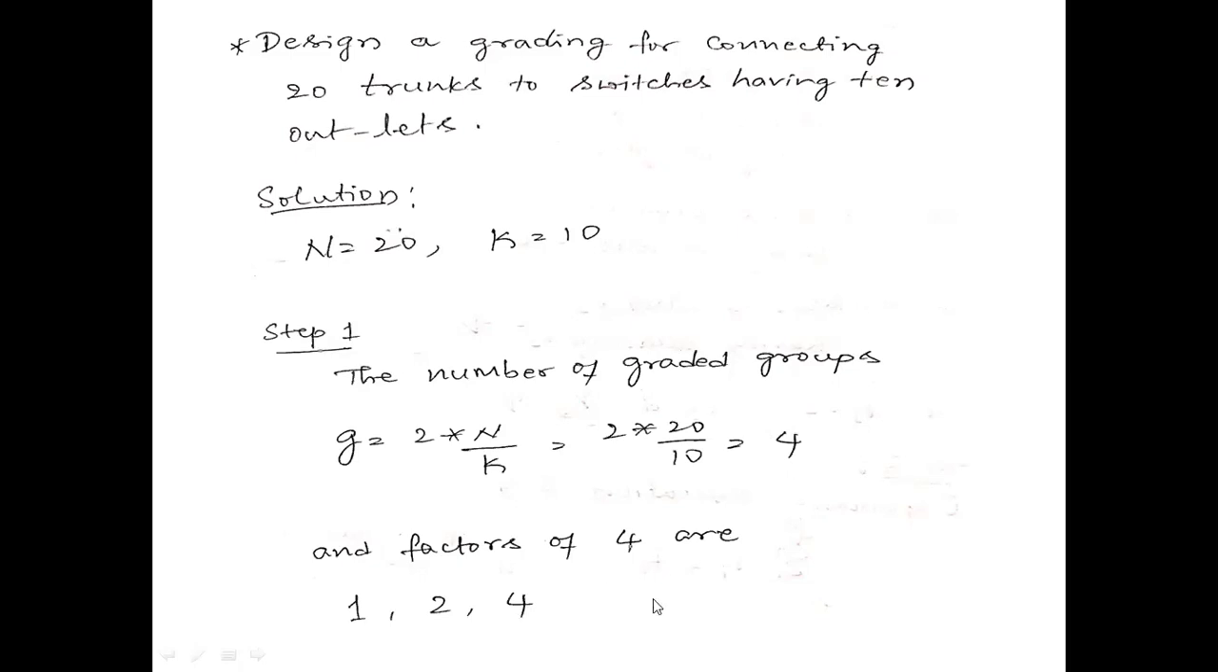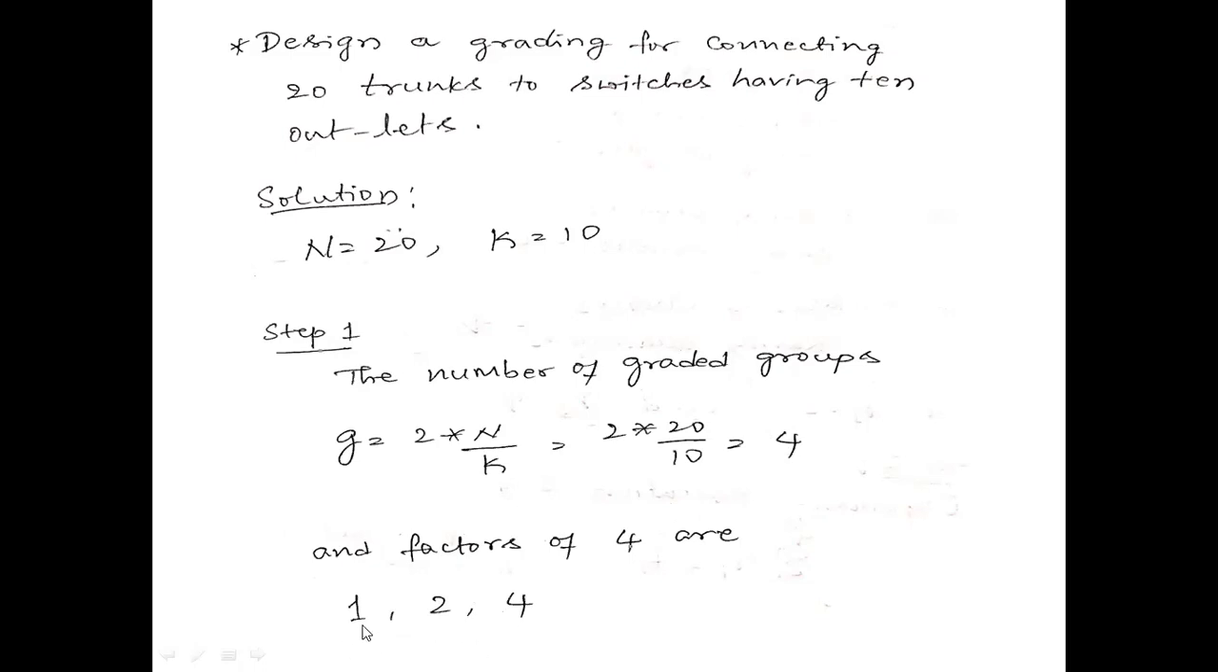So the factors of 4 in this case are 1, 2 and 4. As per our condition, the first factor of G should be 1, and the second factor could be anything. The bigger G is, the more factors it has. In this case, as it's a small number, you have only 3 factors.